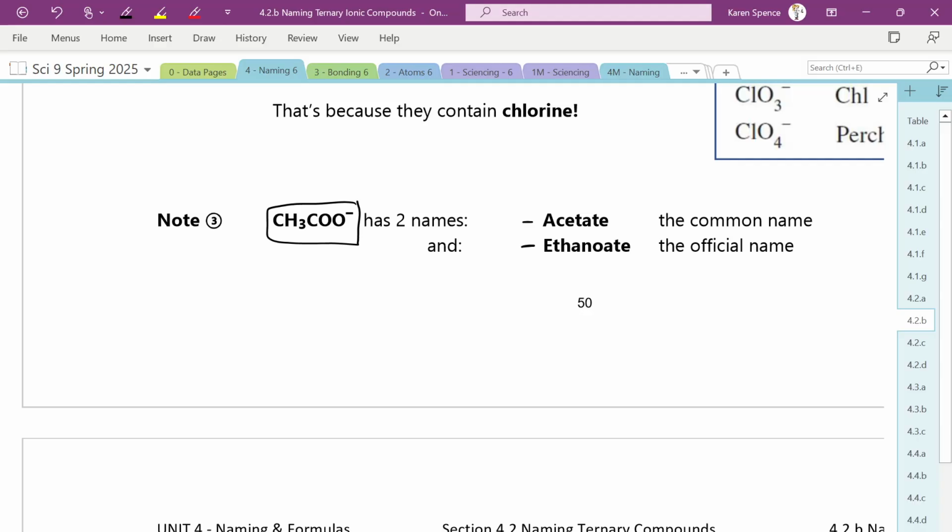What are you supposed to do? Okay, so for this one, some of them will have Roman numerals and some of them will not. So you'll have to decide, is it in the red zone? Then it needs a Roman numeral. If it's not in the red zone, then no Roman numeral. But they're all ionic, so there's no prefixes.